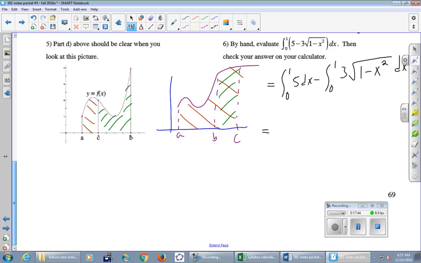But every one of those has a d something at the end. Okay, this first integral is actually pretty easy. 5 is a constant function, right? And we're just going from 0 to 1. So what's the area there? It's 5, right? 5 times the 1. Okay, so this one, I'm just going to put 5 times 1 minus 0. It's just 5. Okay, minus.